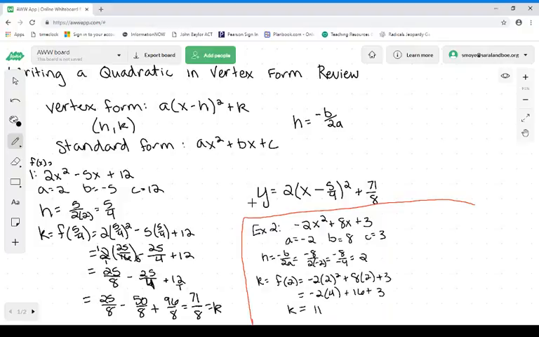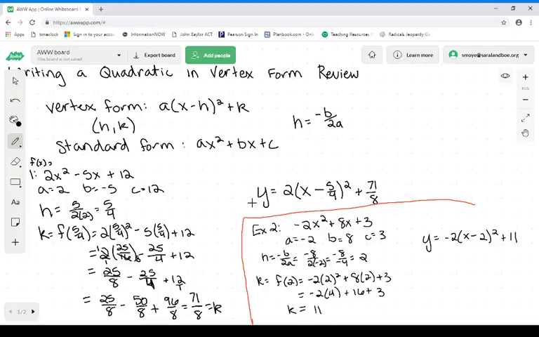H being 2, K being 11, we can plug into our formula. And so vertex form of this quadratic would be a = negative 2, parentheses x minus 2 squared plus 11. Now, one thing I want to show you is another way that we can actually get this quadratic in vertex form. And one of the ways we can do that is by using the process of completing the square.